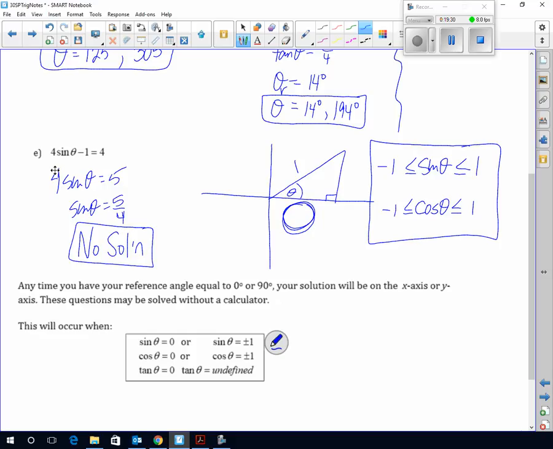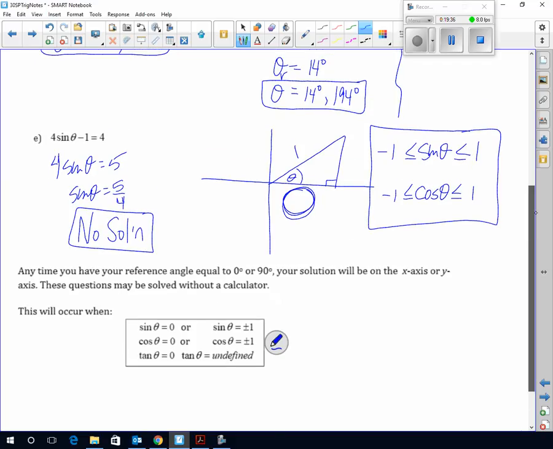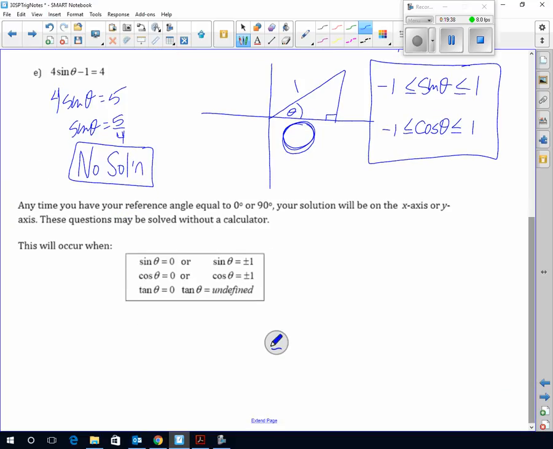Okay, so anytime you have a reference angle that's 0 and 90, I see a lot of people trying to use their hands for it. I wouldn't. I would use this. This coordinate is 1, 0. This coordinate is 0, 1. This coordinate is -1, 0. And this coordinate is 0, -1. Not that your hands won't work, but I think it's more complicated.